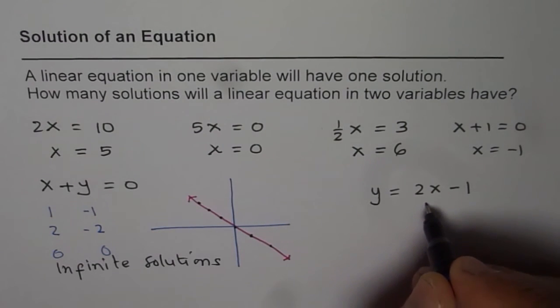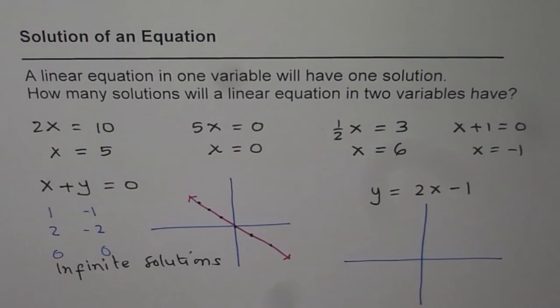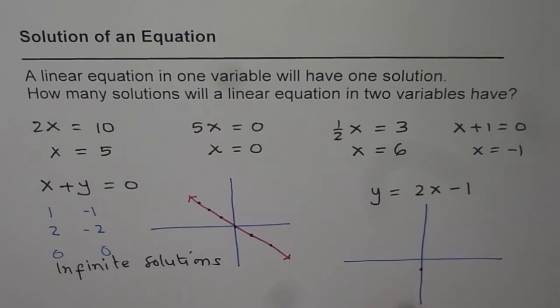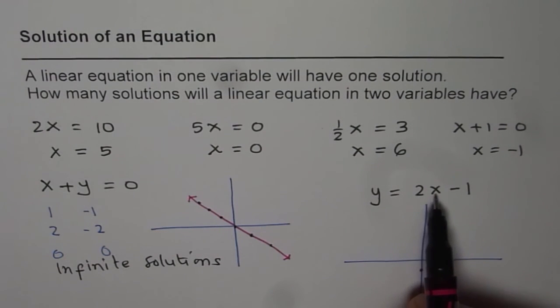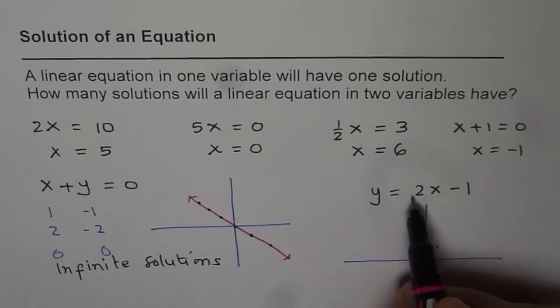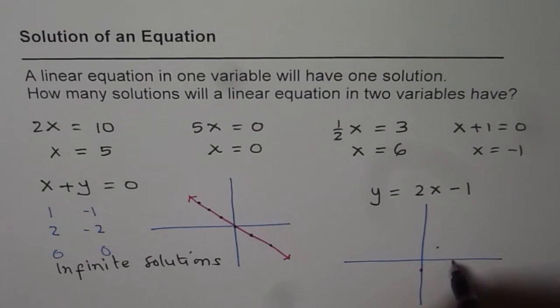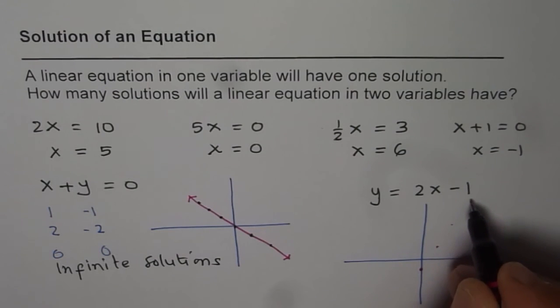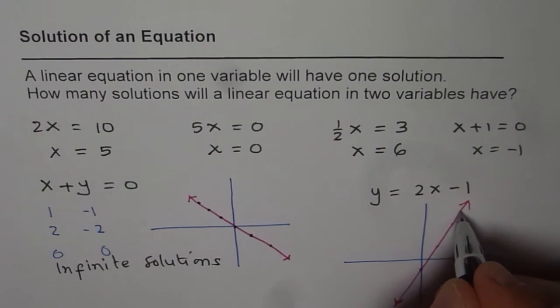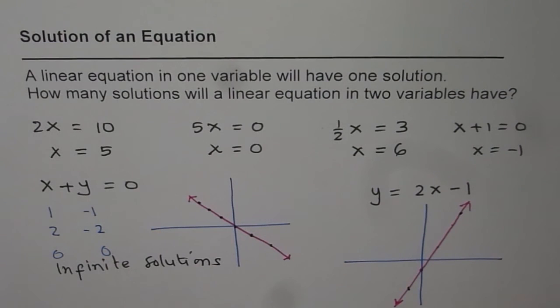If you plot those points on a graph, let me draw a graph for you here. Let's start with x equals 0. If x is 0, y is minus 1, so we get 1 point, right? If x is 1, then it is 2 minus 1, so y is 1, right? If x is 2, 4 minus 1 is 3. So if x is 2, y will be 3. So we have a line which represents this situation. And every point on this line is a solution for us.